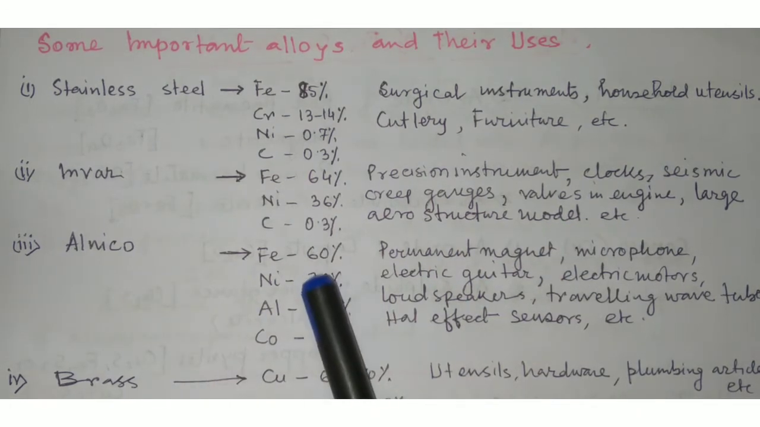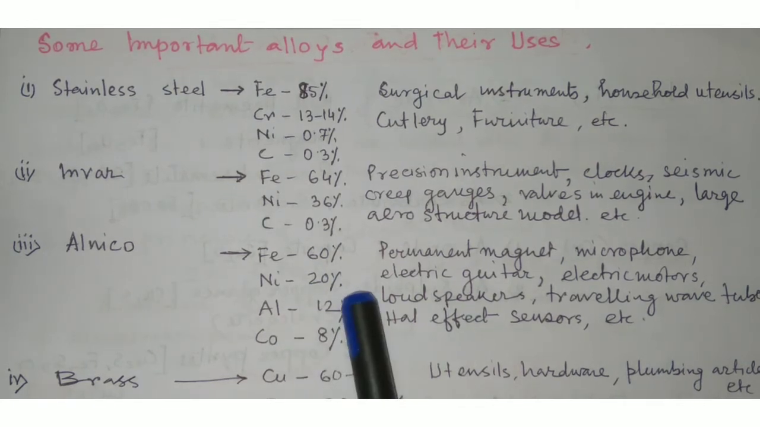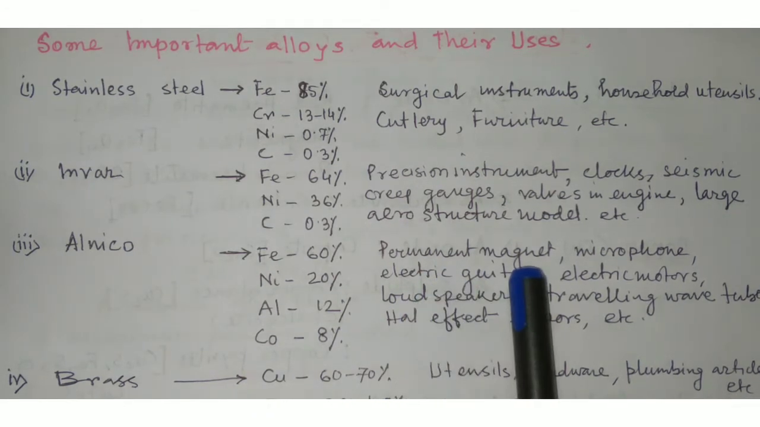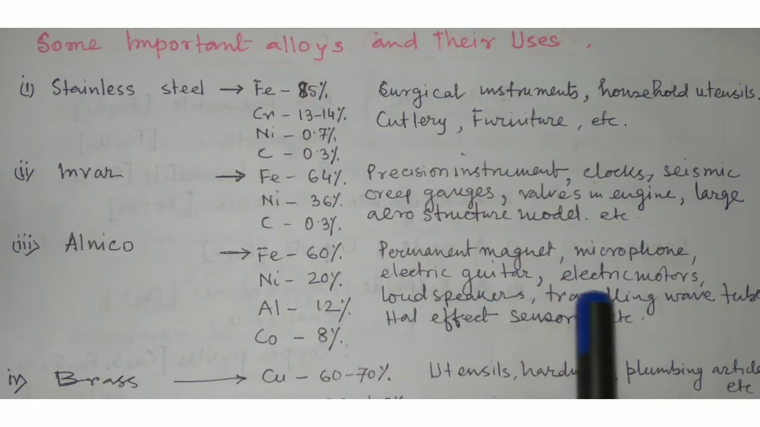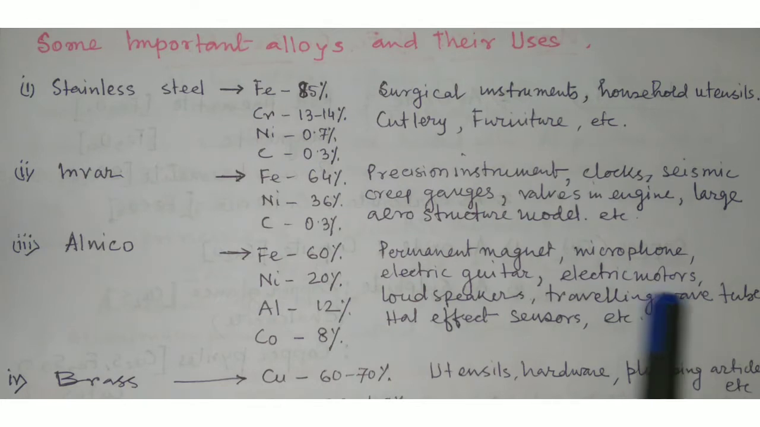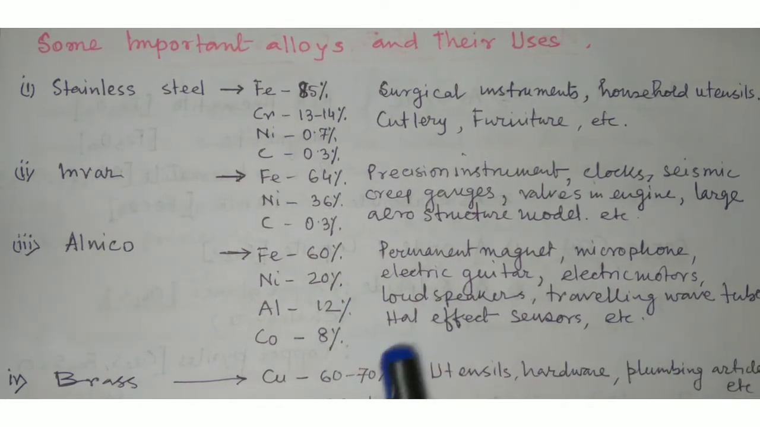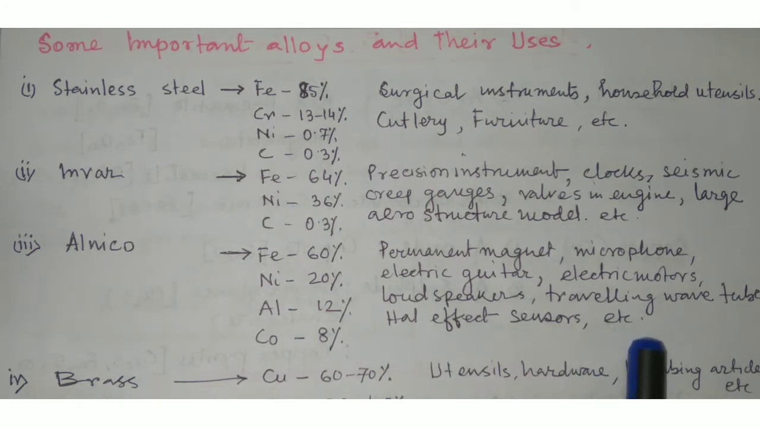Alnico. The composition of alnico is iron 60%, nickel 20%, aluminium 12%, cobalt 8%. It is mainly used as permanent magnets, microphones, electric guitars, electric motors, loudspeakers, traveling wave tubes, Hall effect sensors, etc.